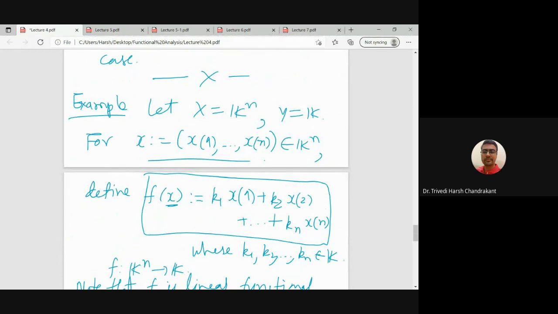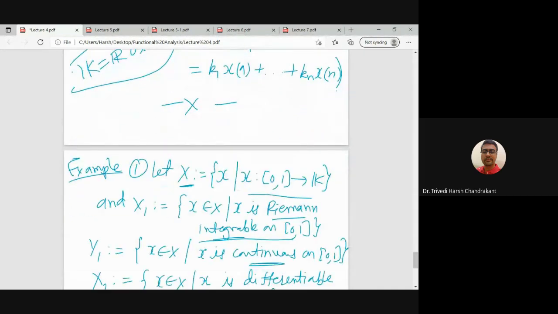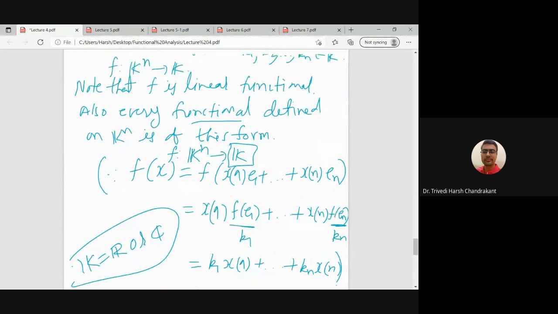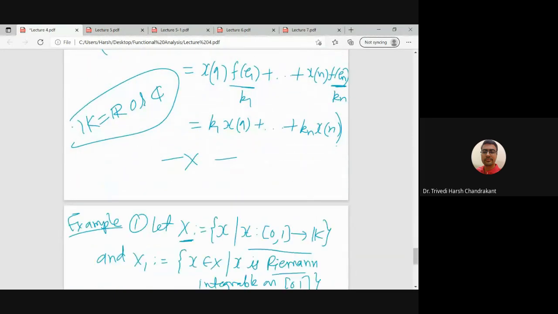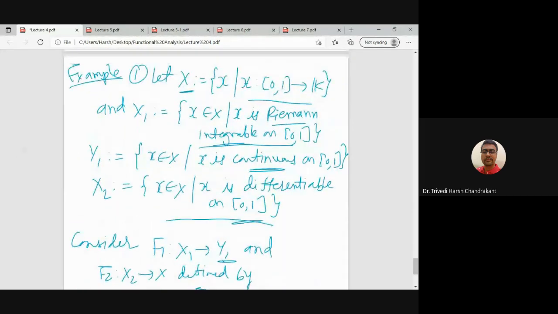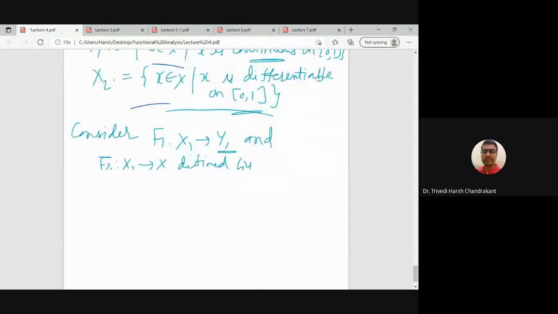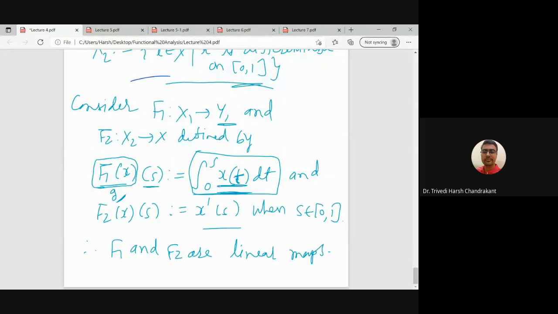And then we discussed some examples of linear functionals. In n dimensional it is quite clear, and we also discussed functionals over infinite dimensional vector spaces. These are the infinite dimensional vector spaces, all four, and we discussed some examples using that.